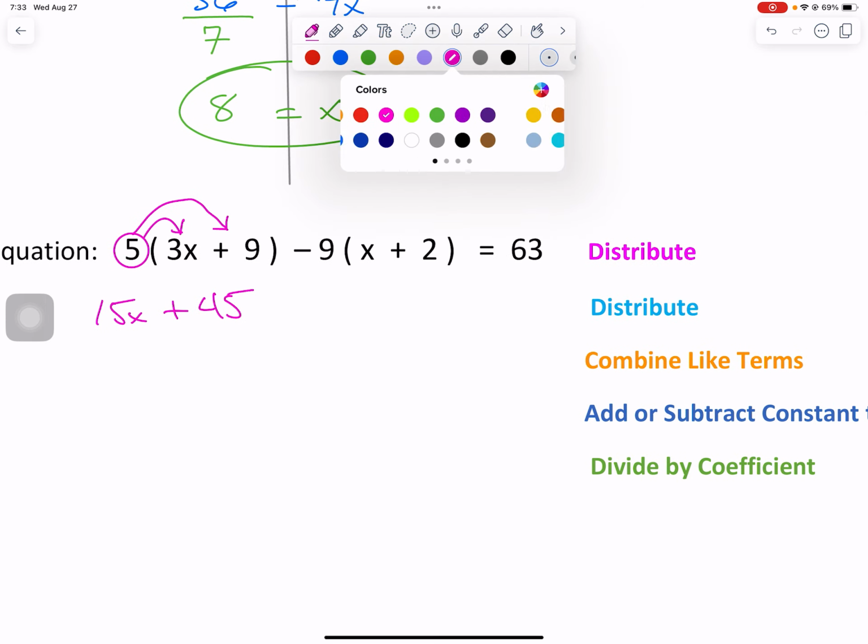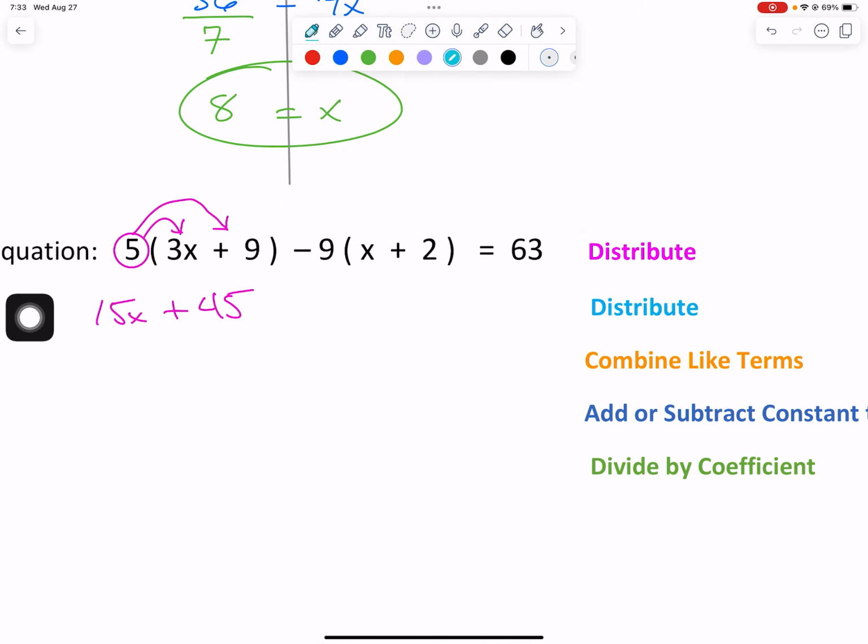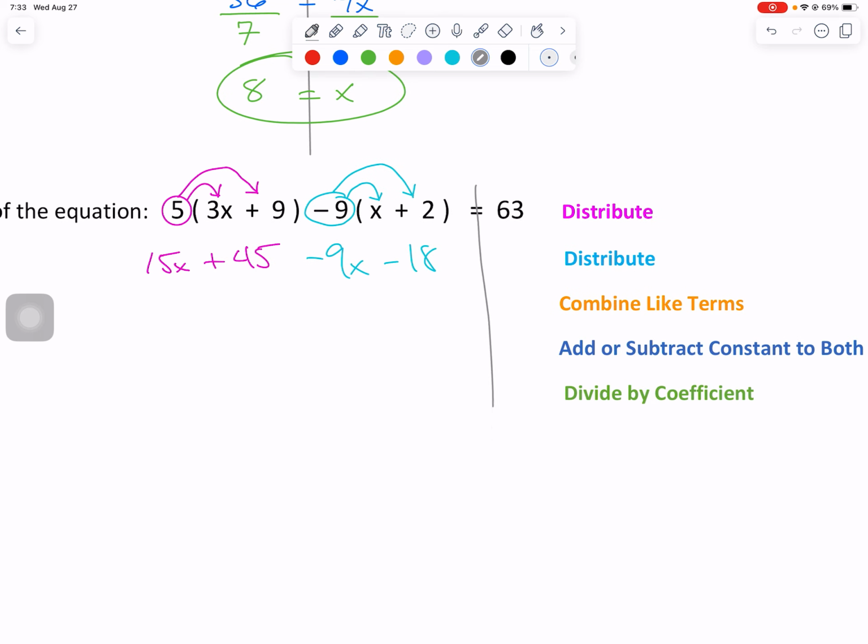All right, I'm going to switch die colors here to match. Then we will do another distribute, except we will take this -9, multiply it to x, we will get -9x. Then we will do -9 times 2, we will get -18. Yes, I will split that in half for us, so we have a left and a right side, splitting the equal sign. And then from there, we will just do equals 63, now that we've distributed.